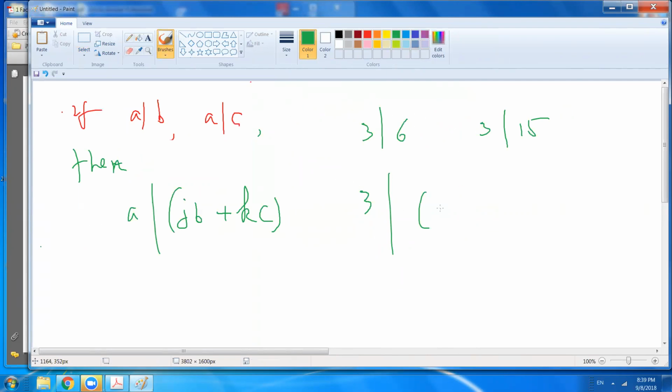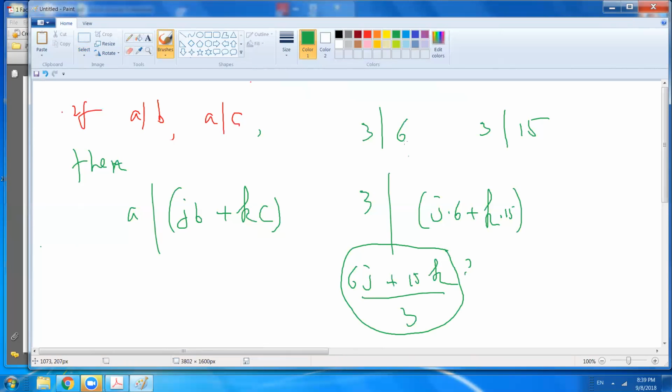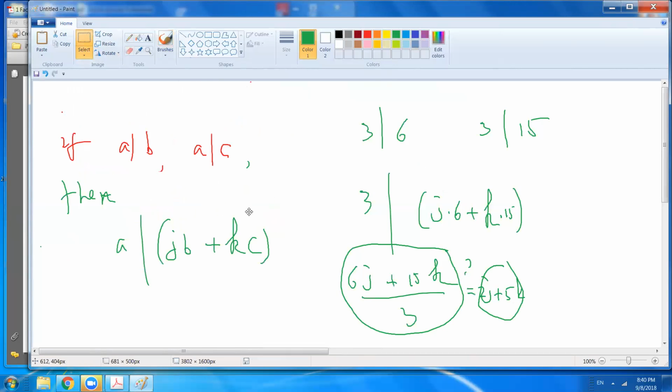Do you think 3 divides any combination, 6j plus 15k? This is true or not true? Certainly it is true, right? 6j plus 15k divided by 3 is an integer, right? You see that? We actually get 2j plus 5k, which is an integer. So it is divisible, right? So this rule is easy to see.